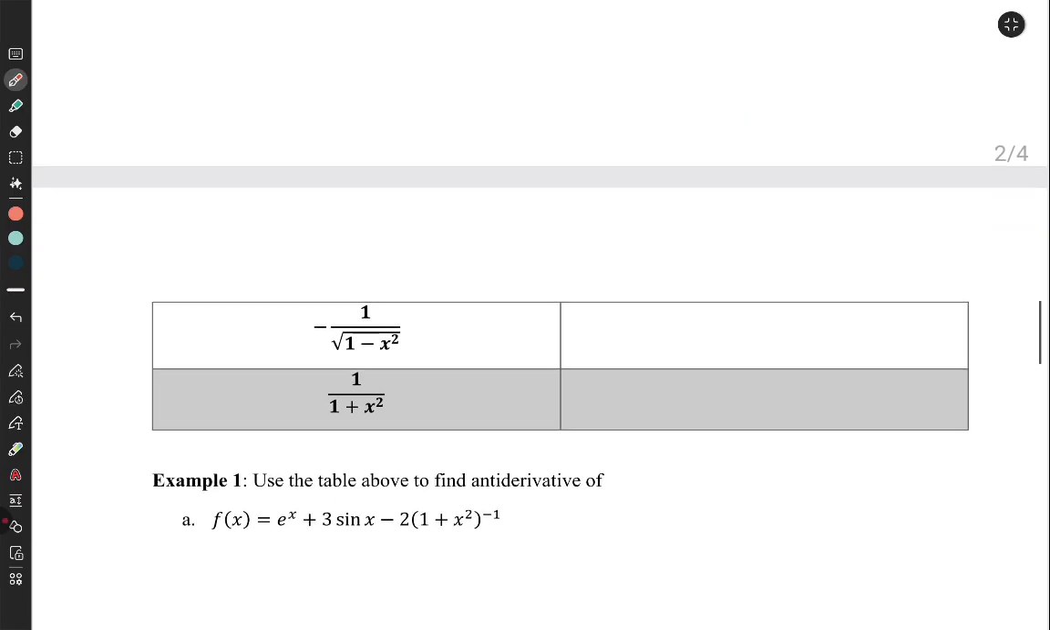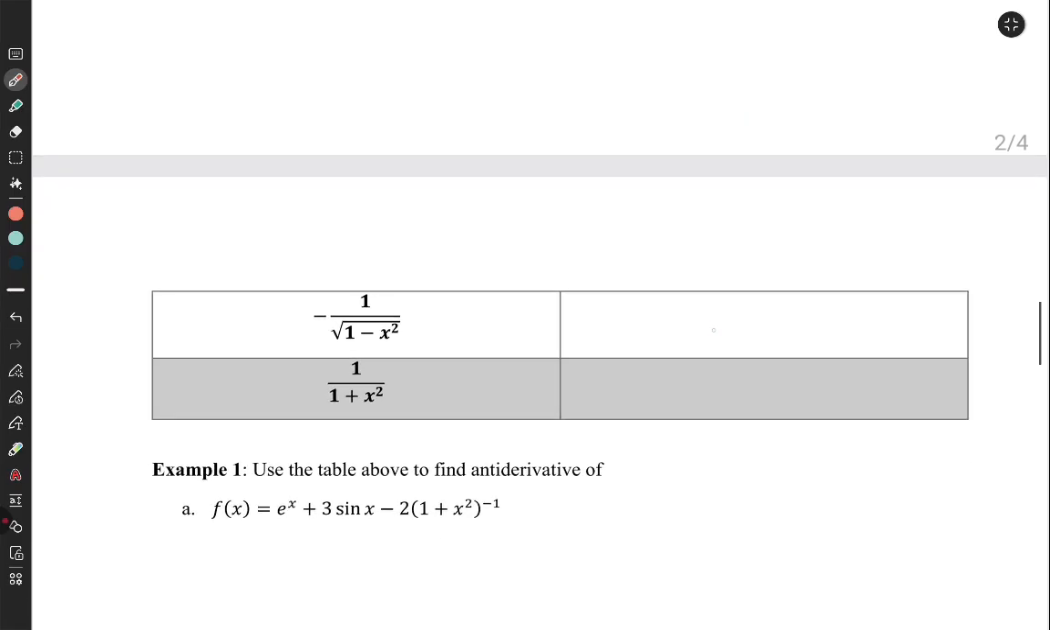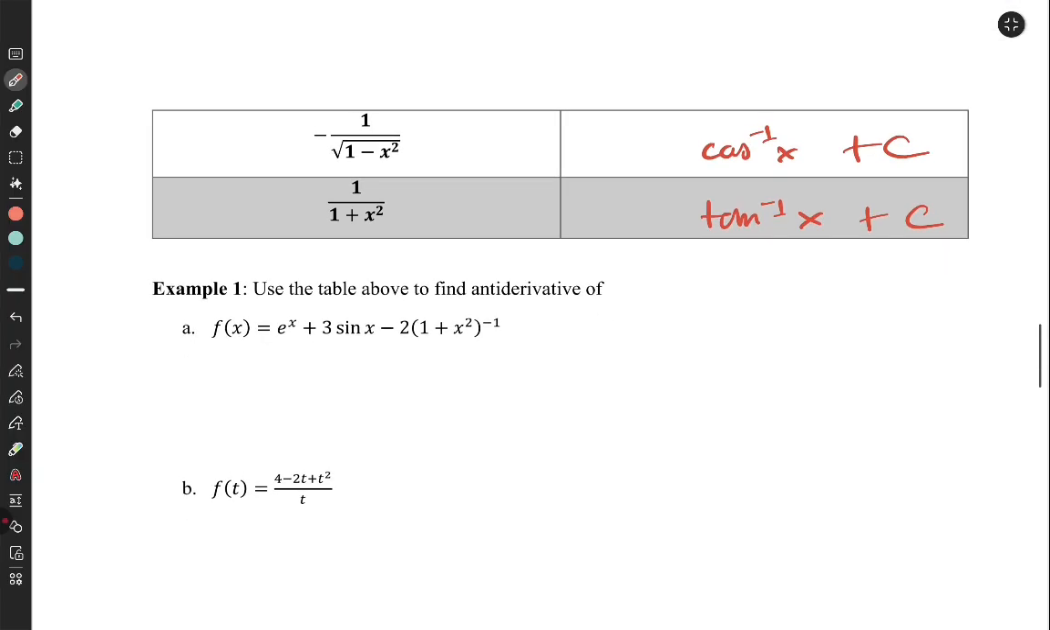Okay. That is the inverse of cosine. Don't forget the plus c. Inverse of tangent. Inverse tangent. Okay. All right. So now you have the table. Try that with this. Find the antiderivative of those ones. Okay.